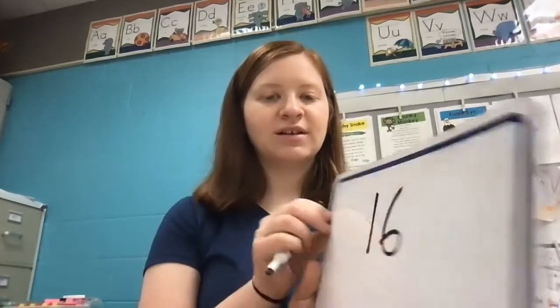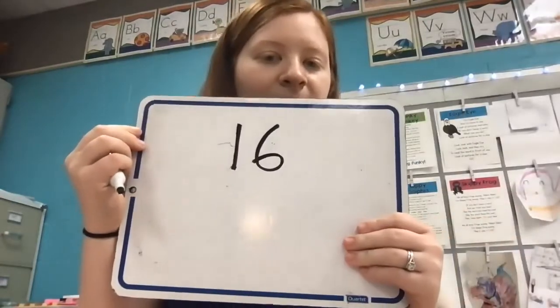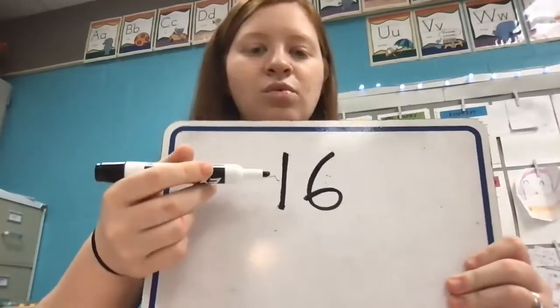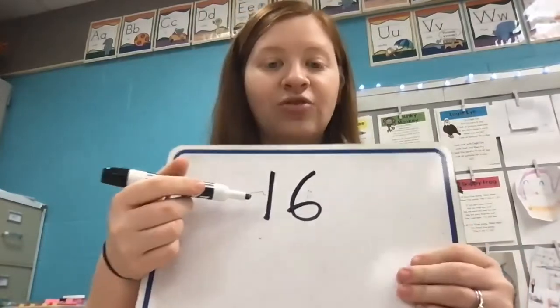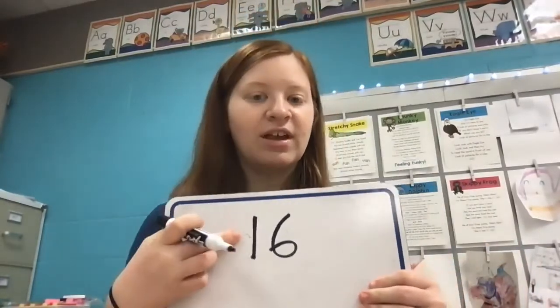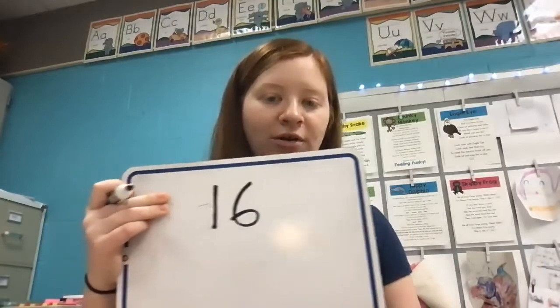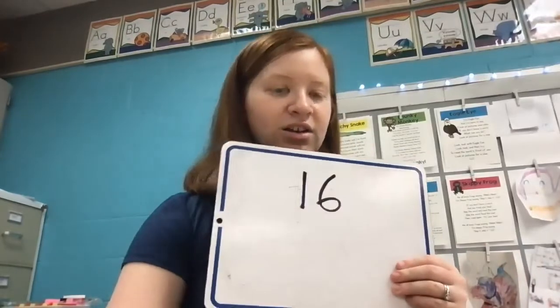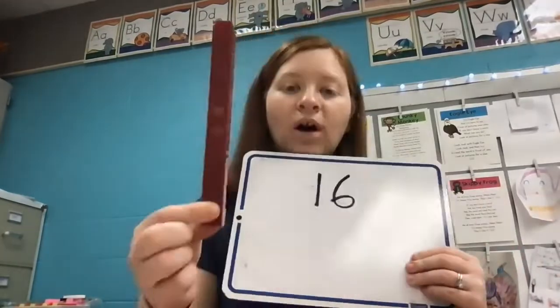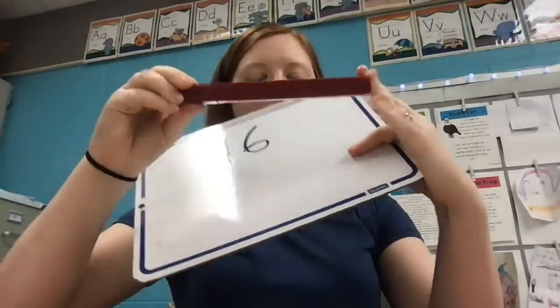Let's have another example. If I held up the number 16, in the number 16, we have our 1 in the driver's spot, or the tens place, which tells us we have one group of 10. And I can represent that using 1 stack of blocks. This shows us one group of 10.